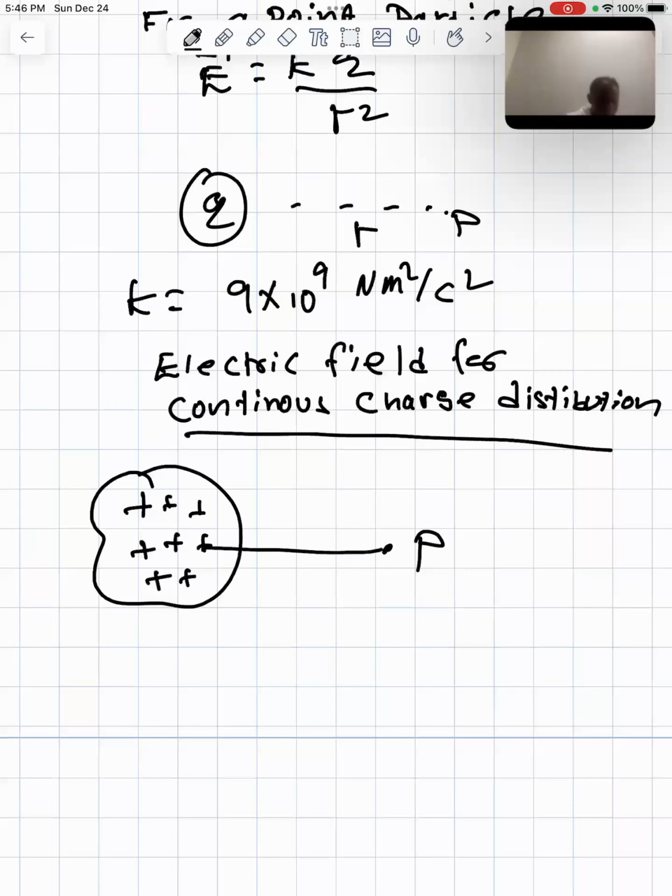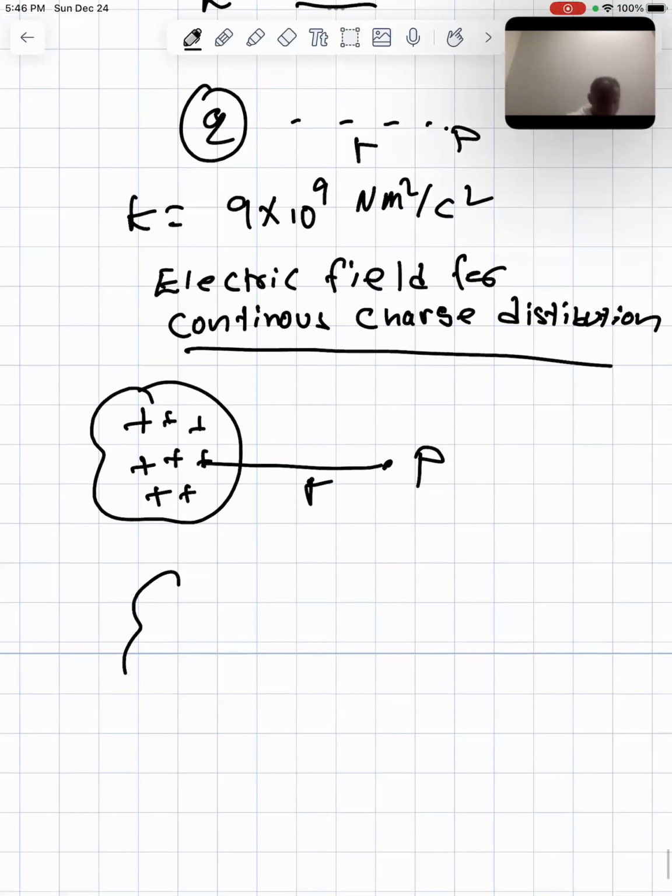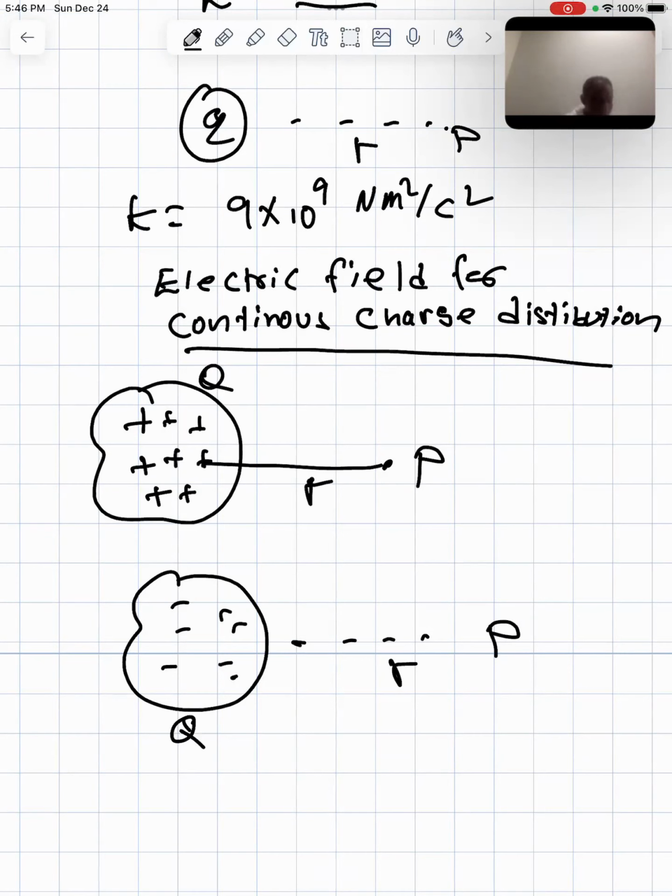So this is not an easy task because the charge is continuous. An infinite number of charges are distributed uniformly on this. So if you want to find electric field at point P, it's going to be tricky, okay? Or I can also have a negative charge distribution, and I want to find electric field somewhere in space, R, where R is the distance from P to the charge Q. So how can we find electric field if you have a continuous charge distribution?